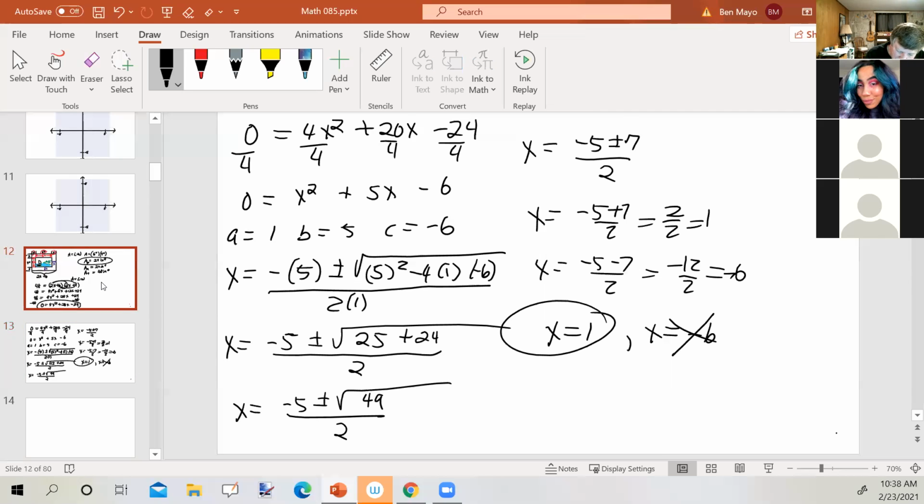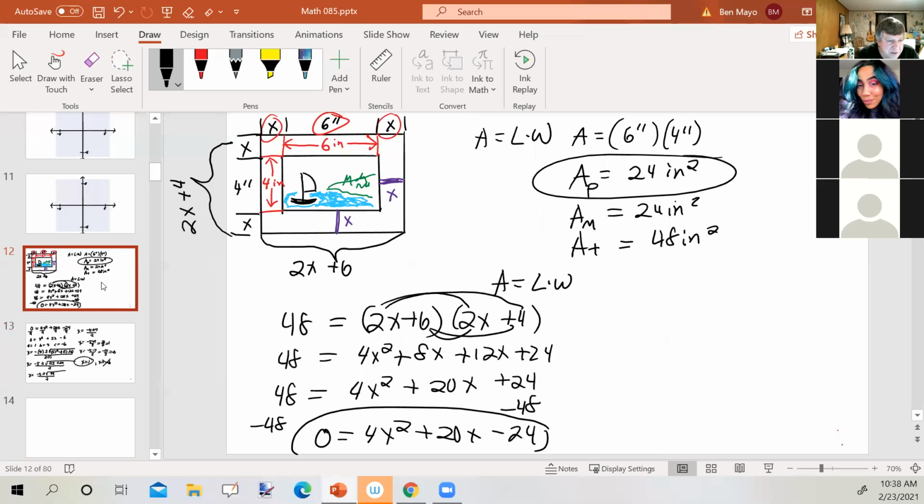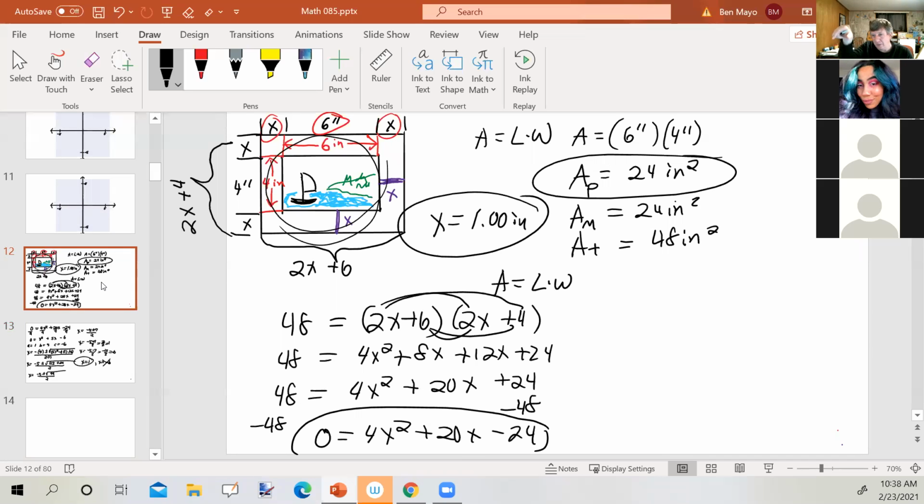Now, in the original instructions, it said round to the nearest 100th of an inch. Okay, so x would be 1.00 inches. So this matting going around it is exactly 1 inch in width. All right, any questions about this problem before we go on?